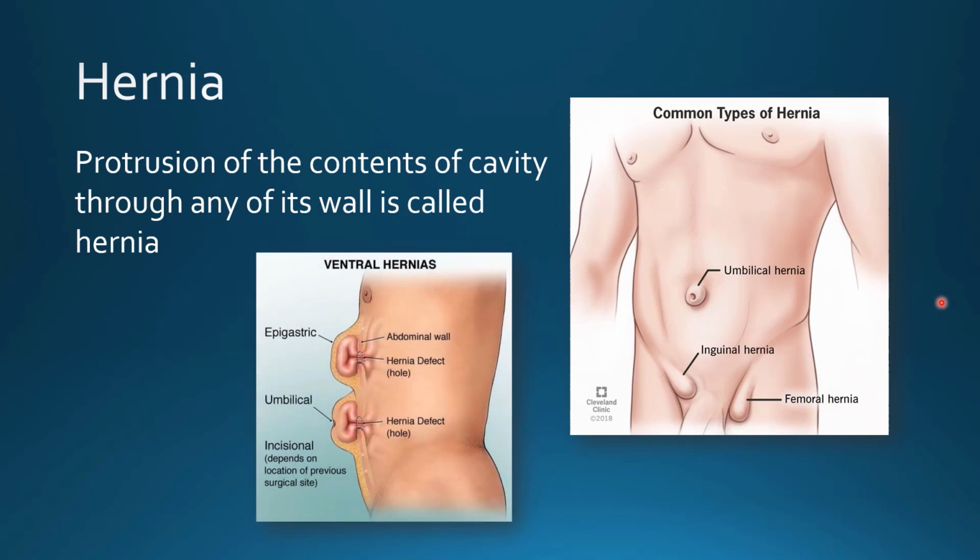This is the picture to show how when the wall of the abdomen becomes weaker, the contents can escape out through that weak part below the skin, forming hernias.